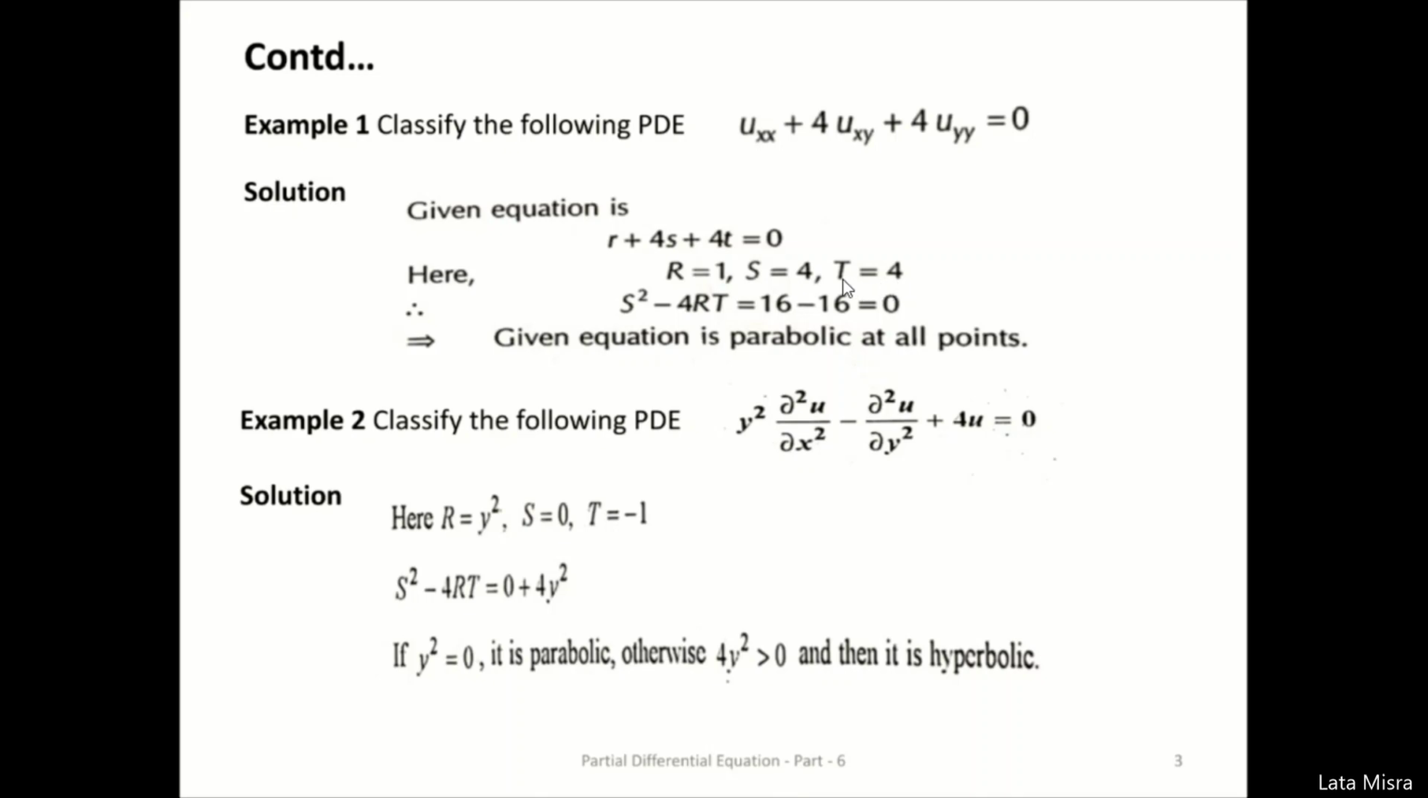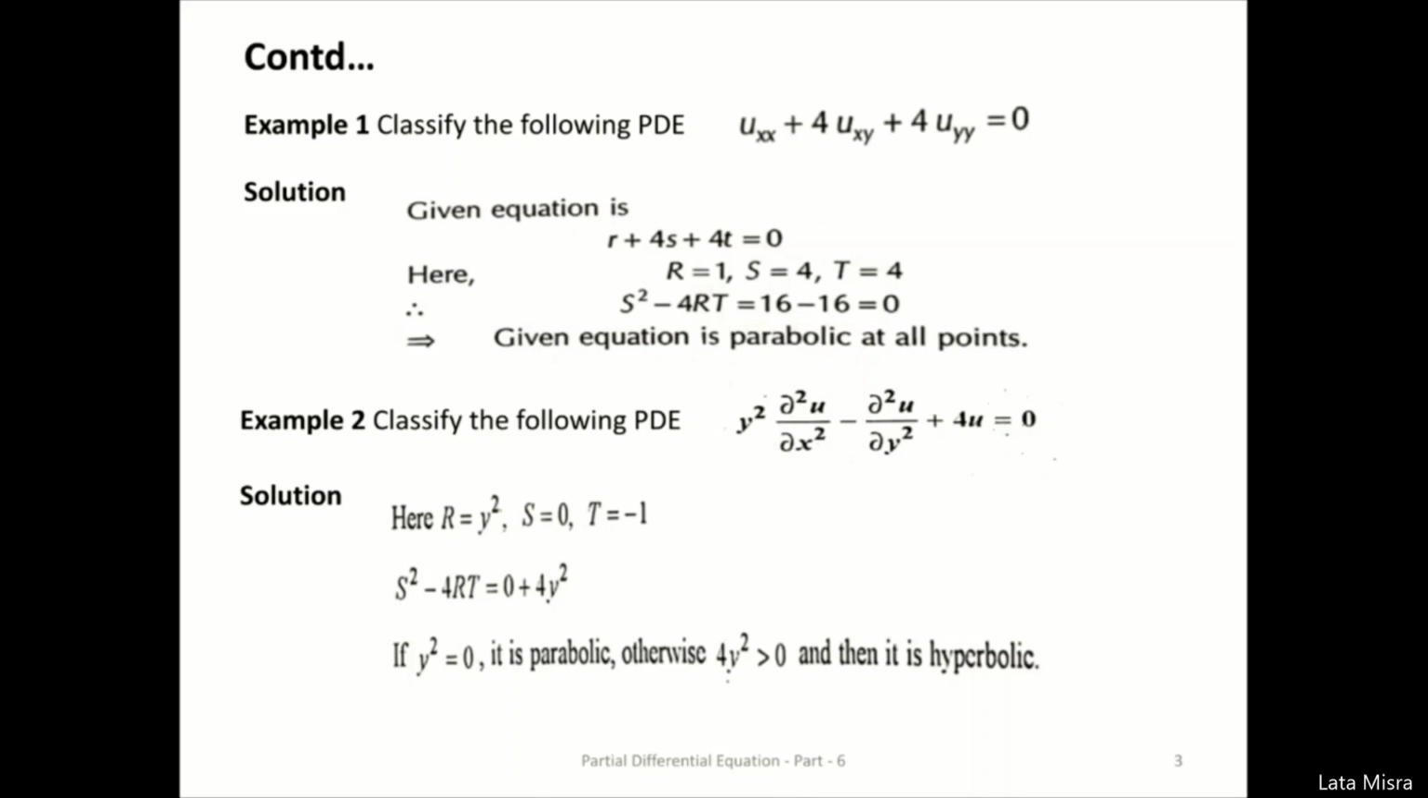Now just use R, S, T in S square minus 4RT. When we substitute S, we have 16, and when we substitute 4RT, we again get 16, and 16 minus 16 is 0. So we have S square minus 4RT equal to 0. So the partial differential equation is parabolic.